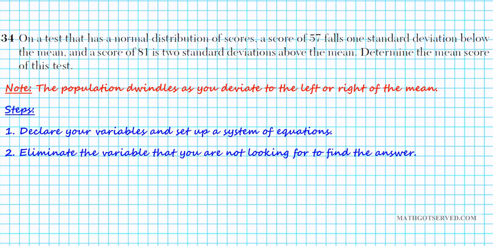Now in this problem, the steps we're going to follow are as follows. We are going to first of all declare our variables and use that to set up a system of equations. After setting up our system of equations, we'll eliminate the variable we do not need, which will enable us to solve for the variable that we desire. Okay? So the two variables that we have in this problem are the standard deviation and the mean. Okay, so let's declare our variables in step one.